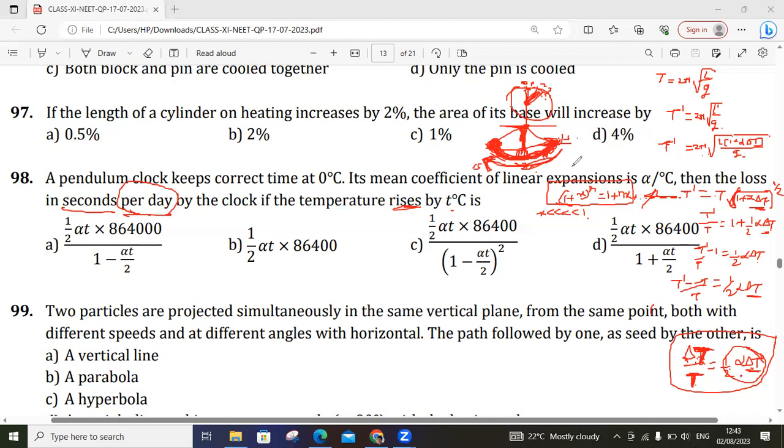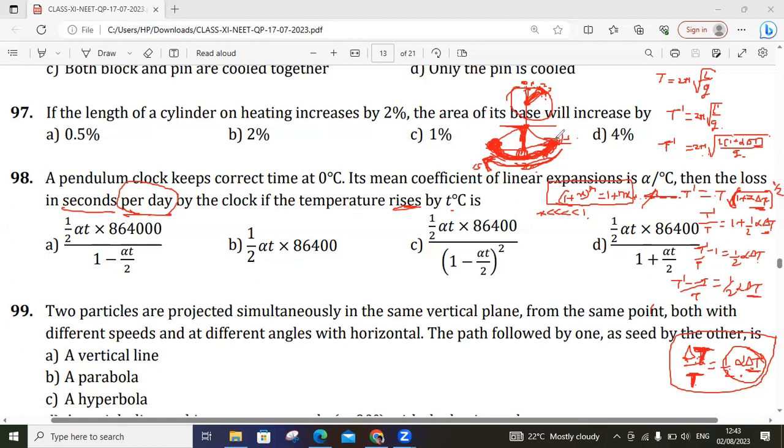When it comes from here to here, the clock will show that 1 second has happened, but actually 1.3 seconds has happened. So it is losing 0.3 seconds. The clock is not counting the 0.3 seconds. So when it is 5 o'clock, it will show some 4 o'clock, suppose. So in 1 second, it is losing 0.3 seconds.